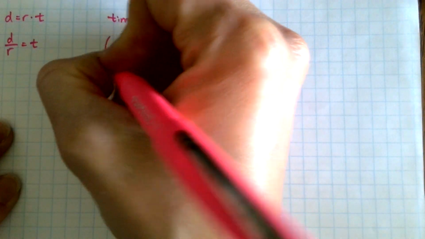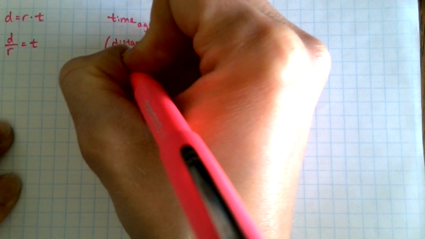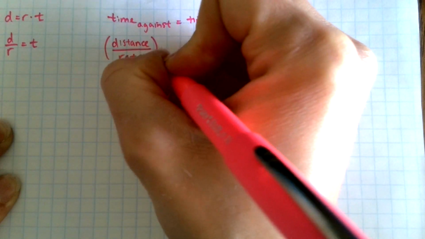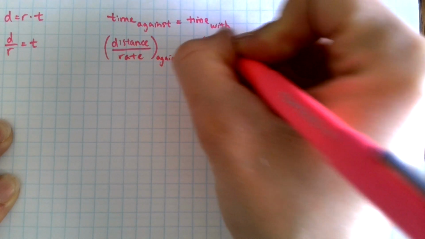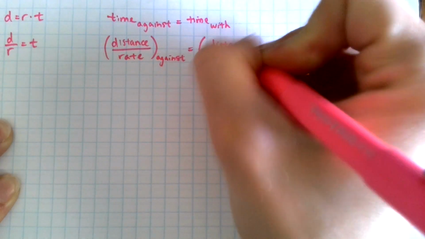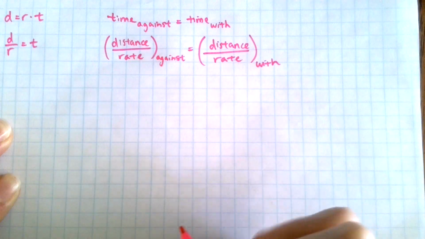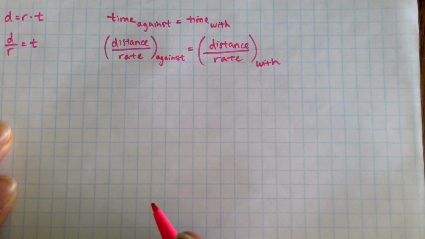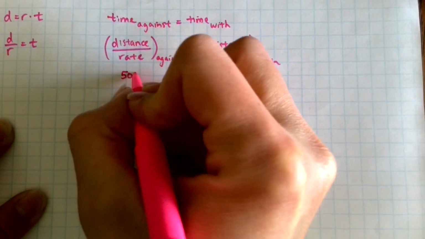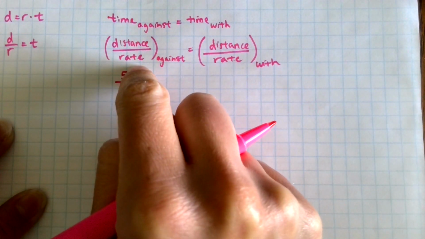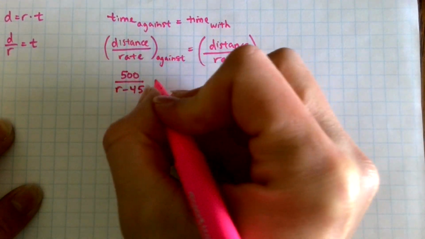So we can replace this by saying, okay, we have the distance over the rate against the wind. We're going to set that equal to the distance over the rate with the wind. And now we're going to plug in what we know. So it flies 500 miles against the wind. So we're going to have 500 over, and the rate against the wind, remember, was r minus 45. That's what we use to represent that.